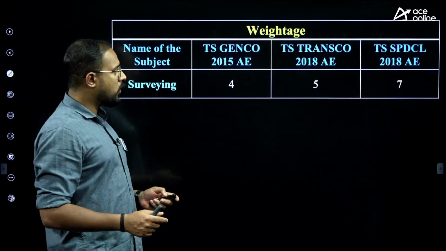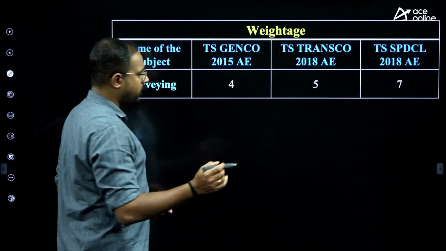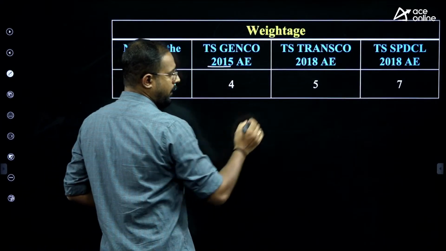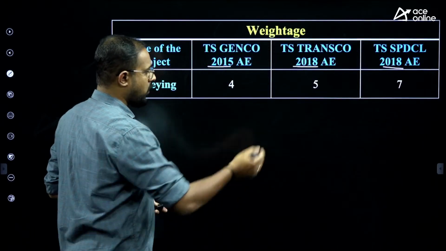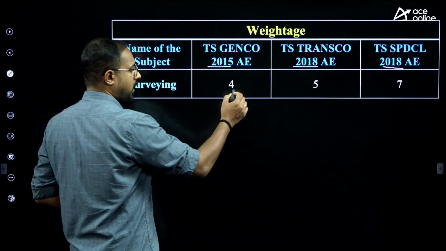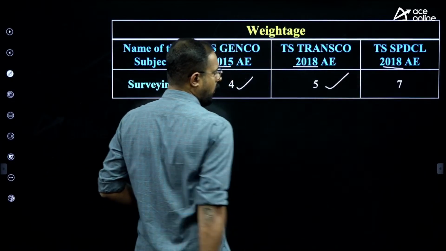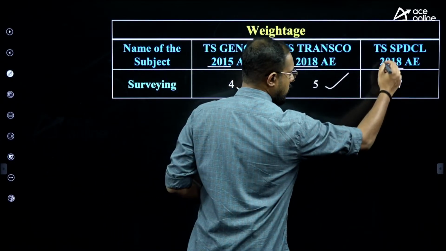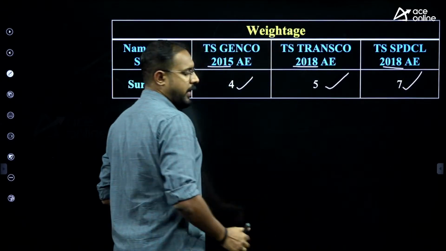Now let us look into the weightage of the examination from quite a few years back. We have analyzed the 2015 paper, 2018 papers also analyzed. Transco as well as SPDCL is also analyzed. So in 2015 we got around 4 questions from surveying. In 2018 AE, around 5 questions came. And in the 2018 SPDCL examination, around 7 marks weightage came.